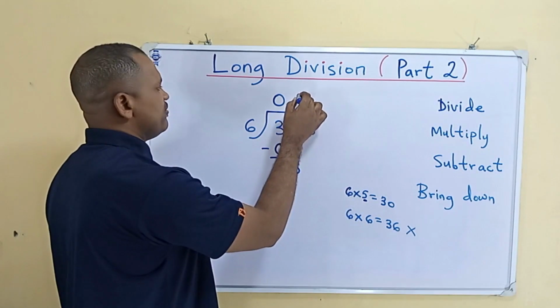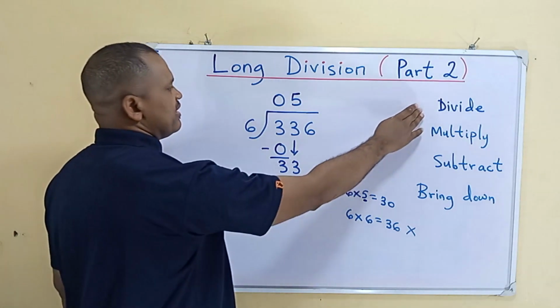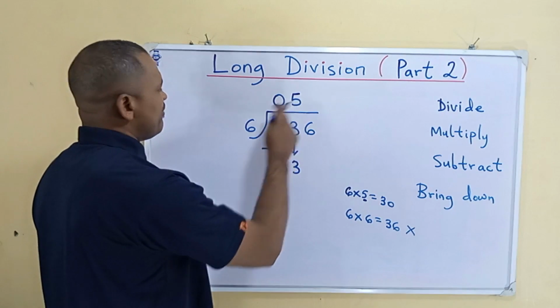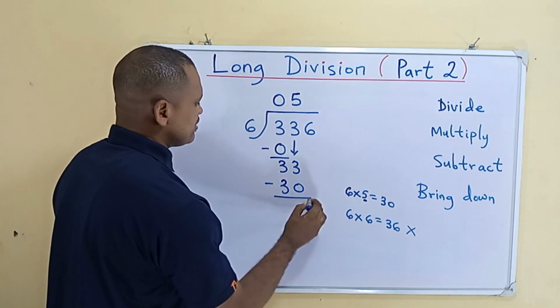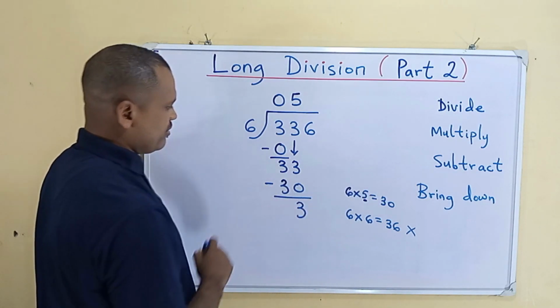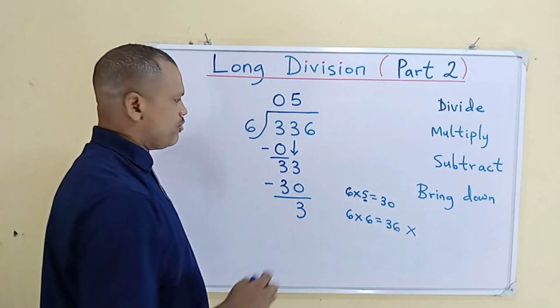5 times. So write your 5 here. So we have divided 5 times 6. Now multiplying. 5 times 6 is 30. The next step is subtract. This will give you 3. We have subtracted. The next step is bring down.